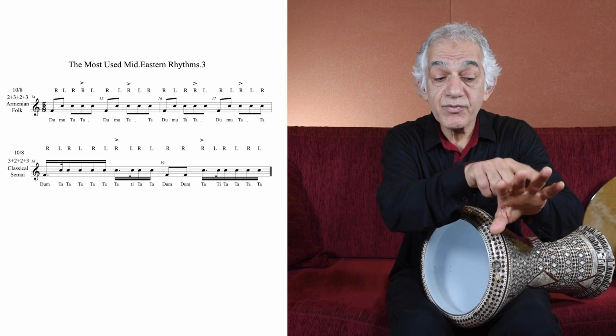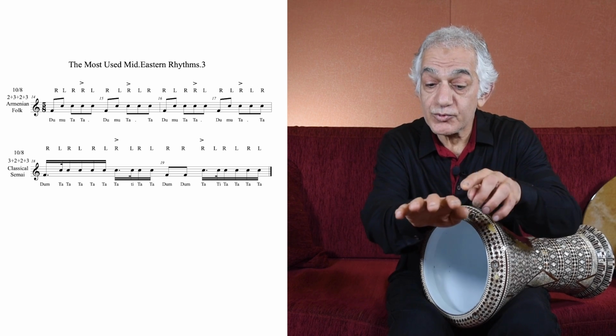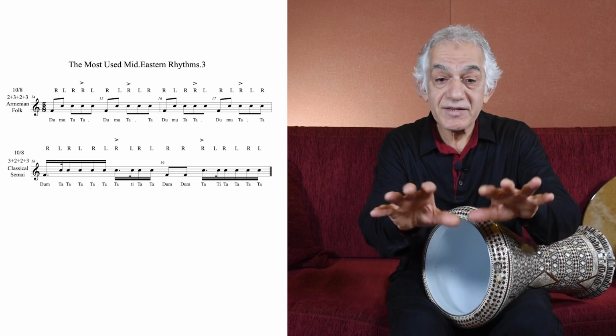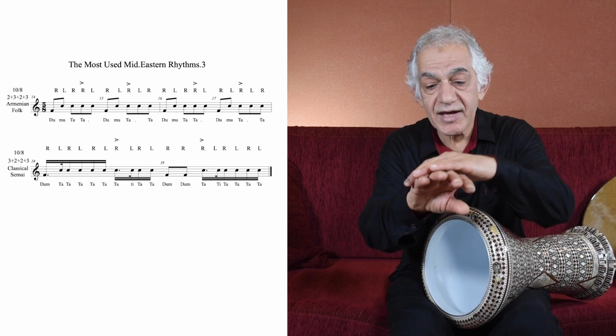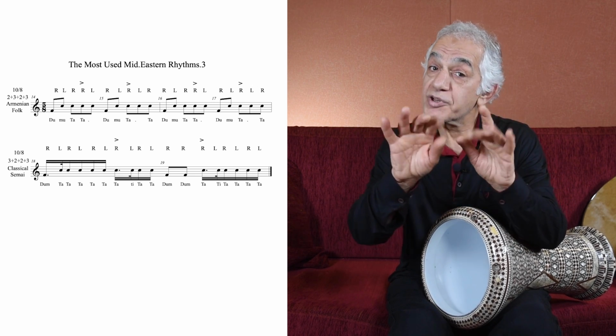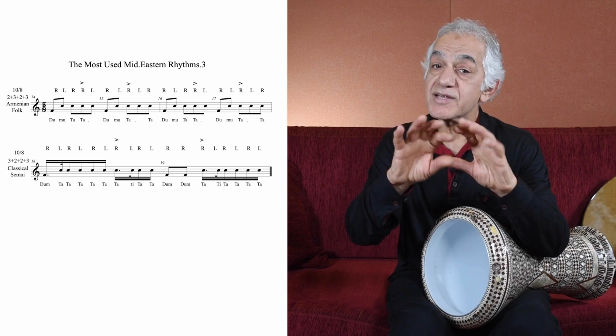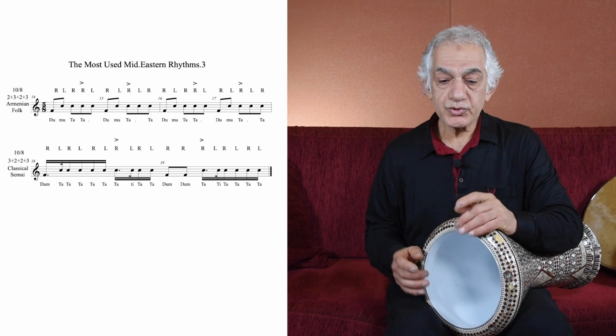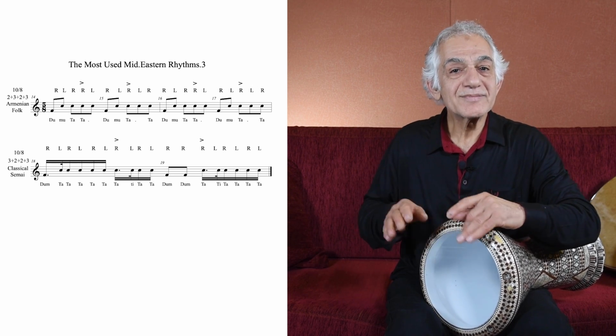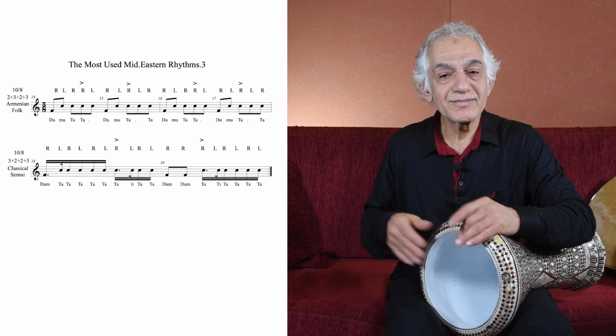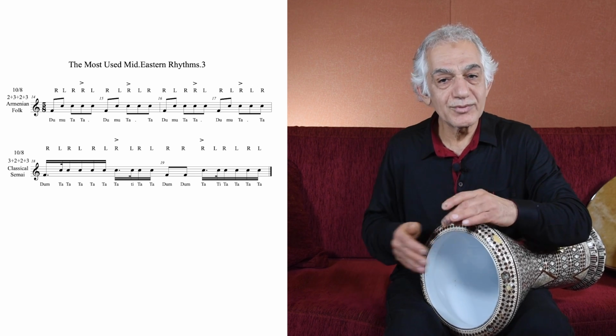So the first one is 1 2 3 4 5 1 2 3 4 5. So that makes, because it completes in the 10. So even though it forms 2 3 2 3, because of the accent that becomes 10/8. So this is doom dang doom dang doom dang doom dang doom ta doom ta.